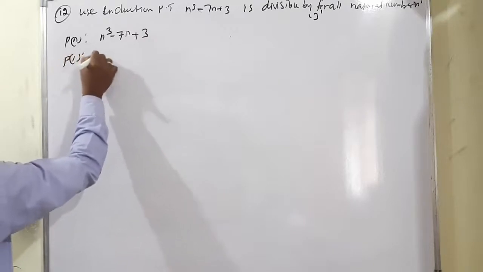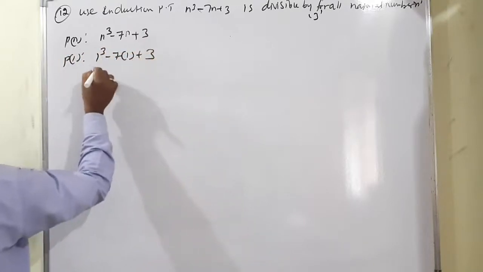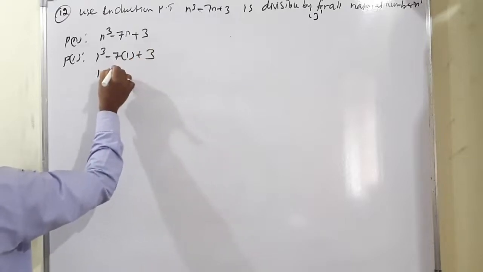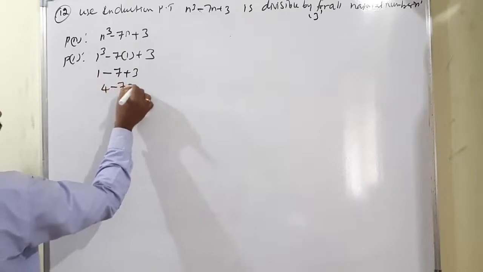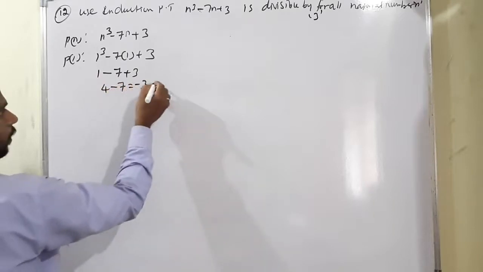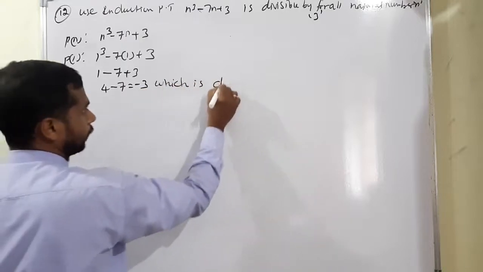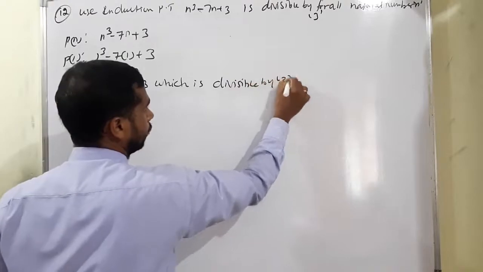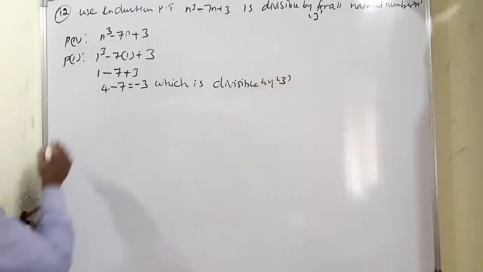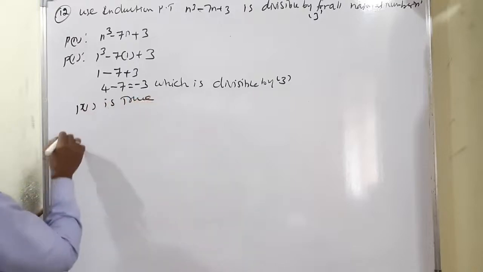So P of 1 means 1 cube minus 7 into 1 plus 3. 1 cube means 1, minus 7 into 1 means 7, plus 3. 1 plus 3 is equal to 4. 4 minus 7 is equal to minus 3, which is divisible by 3. So which is divisible by 3 means P of 1 is true.